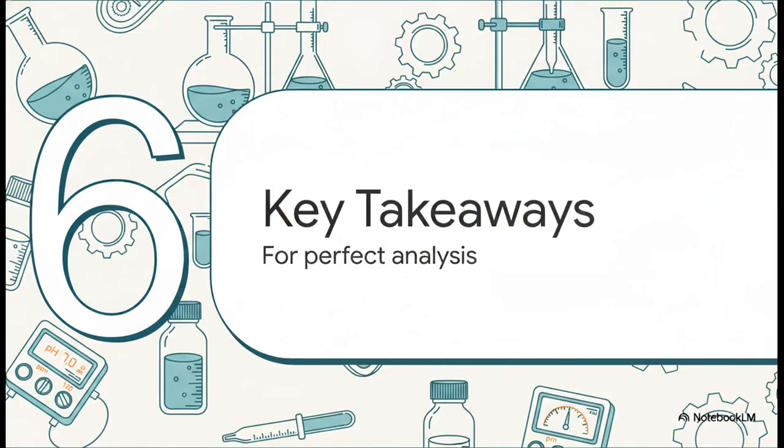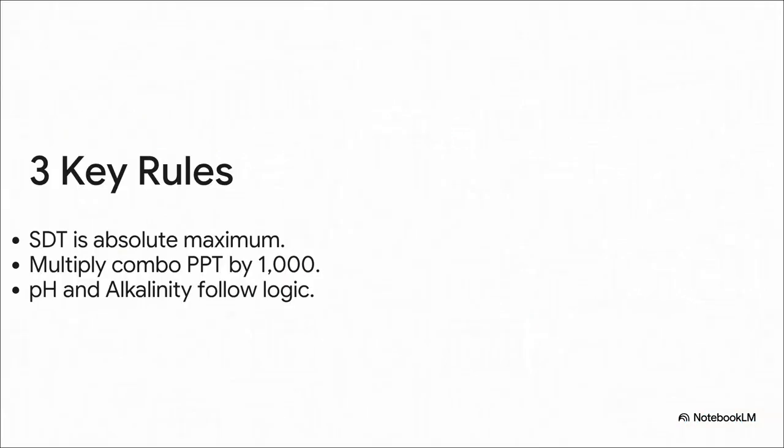All right, let's wrap this up with part 6, 3 key takeaways. The final rules for perfect laboratory analysis. Remember these 3 pillars. Number 1, TDS is always the absolute maximum value in your report. It is your ceiling. Number 2, always multiply those combo meter PPT readings by 1,000. And number 3, pH and alkalinity must strictly follow the chemical logic rules we just talked about.